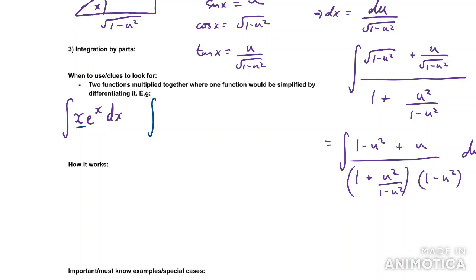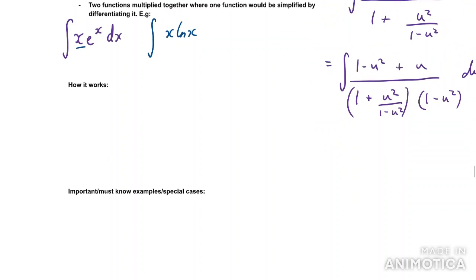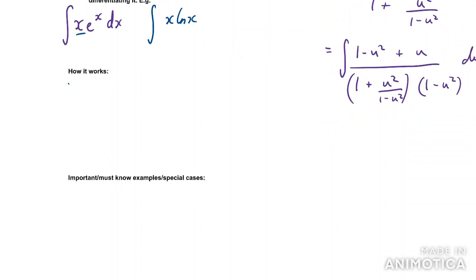Where else? What about x ln x? Well, there, actually, when you see a ln x, you want to differentiate the ln x, because while, yes, it's true that differentiating x simplifies it, actually differentiating ln x simplifies that by more, because that becomes 1 over x, which is much simpler than ln x. So that's helpful as well. Those are really the only cases that you'll see integration by parts used. So let's have a look at how it works. It's very simple.